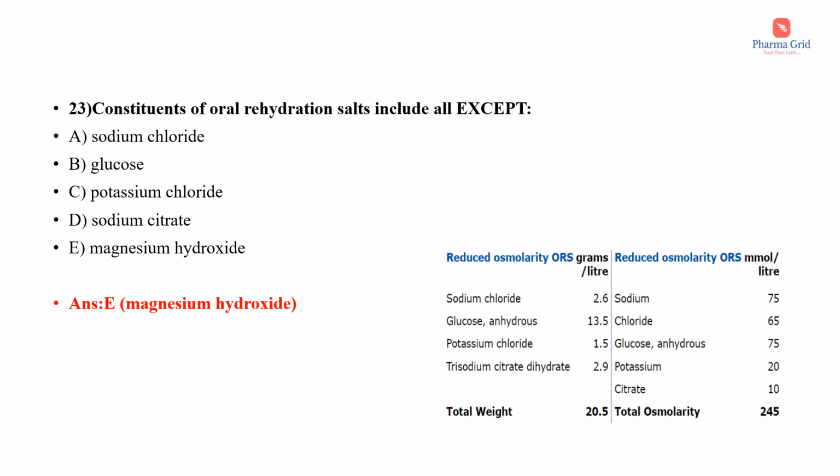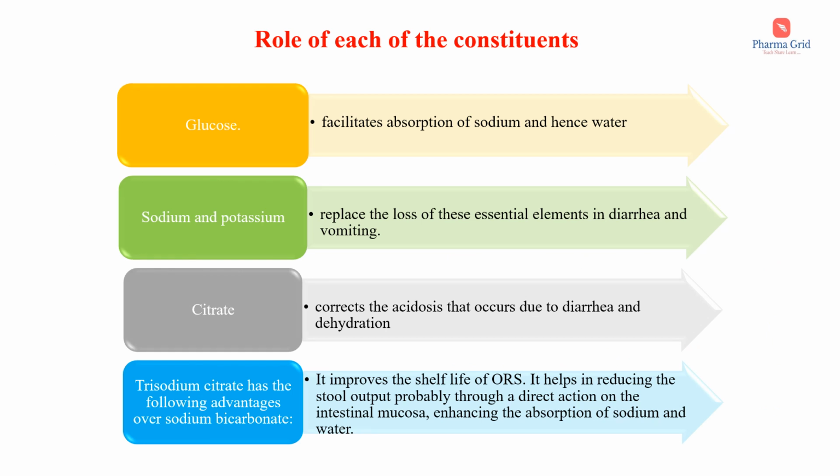So here you can see the constituents of ORS. Sodium chloride 2.6 gram per liter, anhydrous glucose 13.5 gram per liter, potassium chloride 1.5 gram per liter and trisodium citrate dihydrate 2.9 gram per liter, and the total weight is 20.5 grams per liter. Okay, so now let's discuss the role of each of the constituents in the oral rehydration solution.